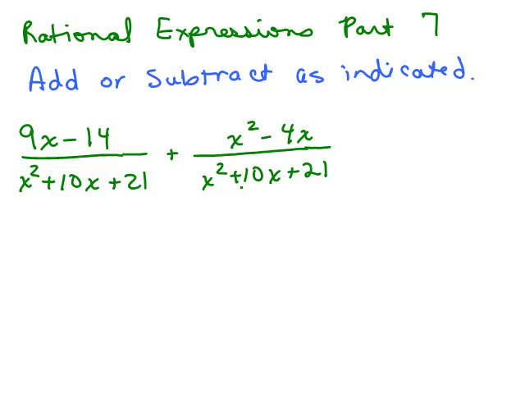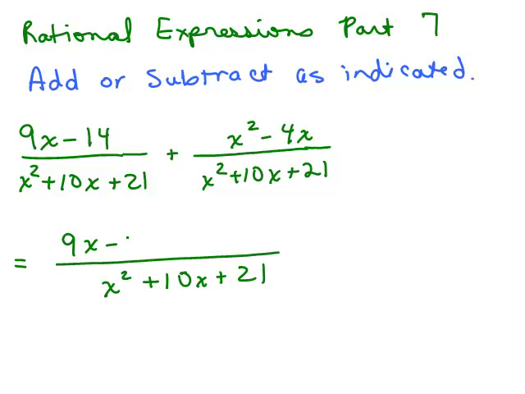So the rule is if you're adding fractions and you have a common denominator, you just write the denominator down for the new denominator, and then we add the numerators. So we have 9x minus 14 plus x squared minus 4x. By the way, you could put this on pause and do it on your own first.